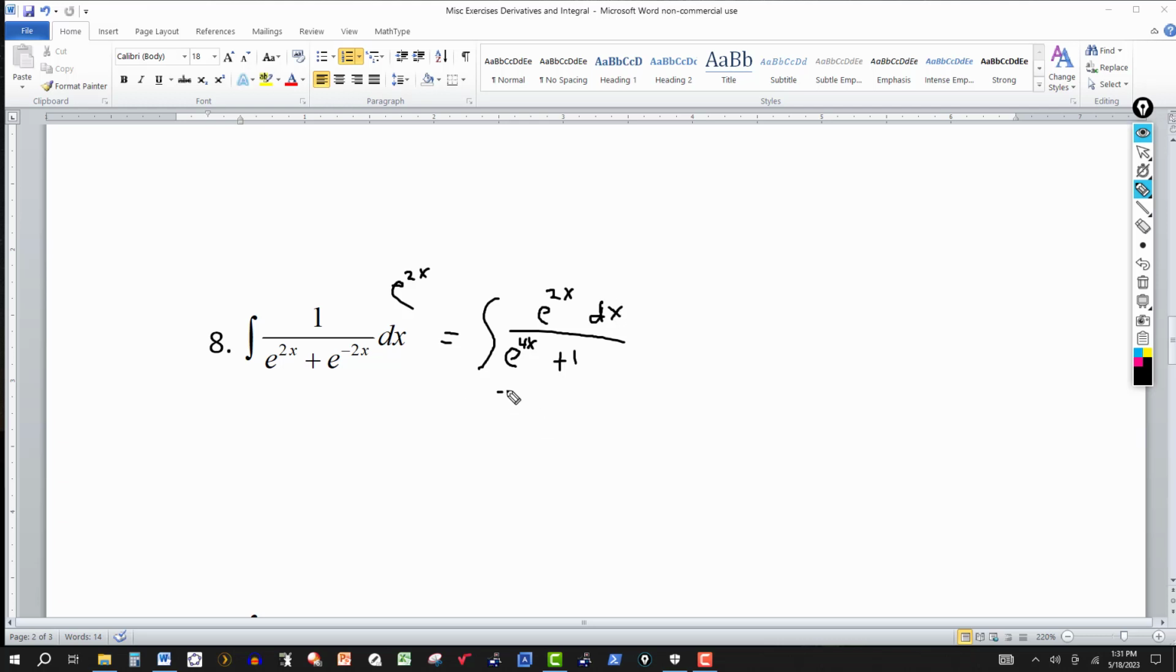Now I'm going to think of this e to the 4x this way. It's e to the 2x quantity squared. That's the same thing as e to the 4x. And I'm going to let u equal e to the 2x. So du will equal the derivative of e to the 2x, which is e to the 2x. Using the chain rule, I'm going to take the derivative of 2x, which will give me 2. Put a 2 out here, and this is dx.